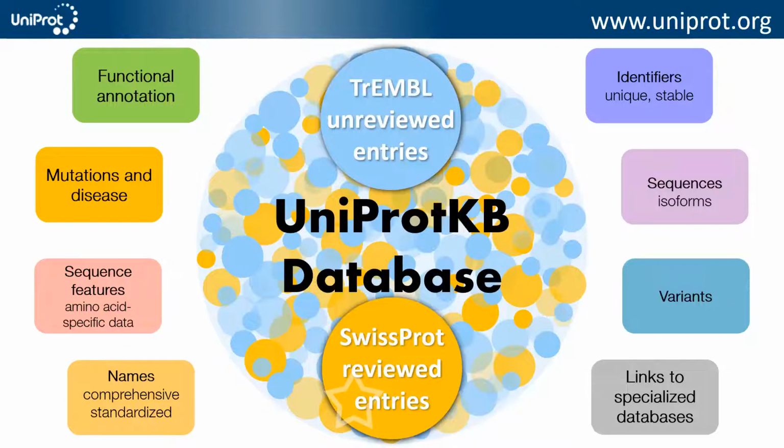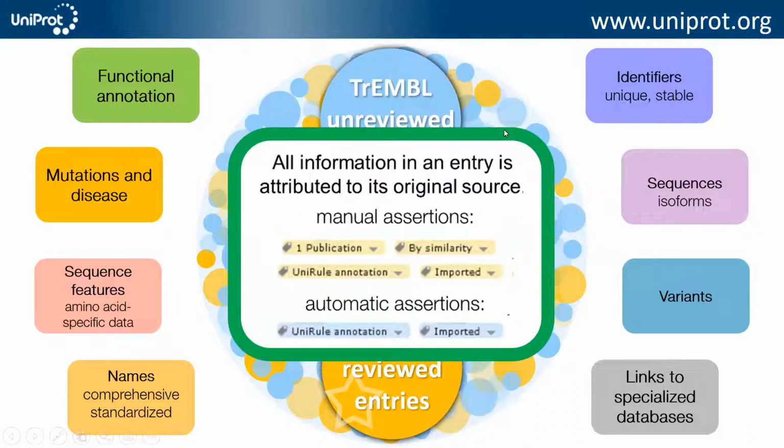In addition, we attribute all of this information to its original source. For SwissProt entries, we'll tell you where that information comes from. Did it come from a publication, by similarity, or by UniRule annotations? These are rules that have been developed by the curators. And for TrEMBL entries, we have these automatic assertion evidence codes. This will also tell you where that evidence has come from, including the automatic annotation rule that was used to generate this information.